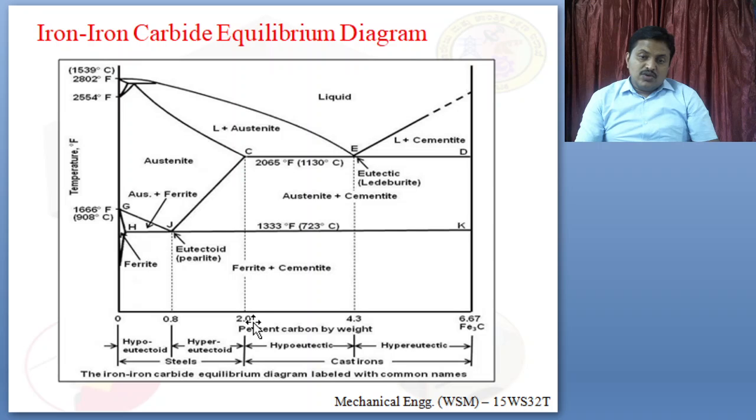Coming to this chart diagram, you can see that there are three different phases. The topmost is liquid, which is the liquidus. The bottom is the solidus. When you heat initially, what happens? The solid metal will be in the ferrite plus cementite stage. At this stage the metal will be in solid form.